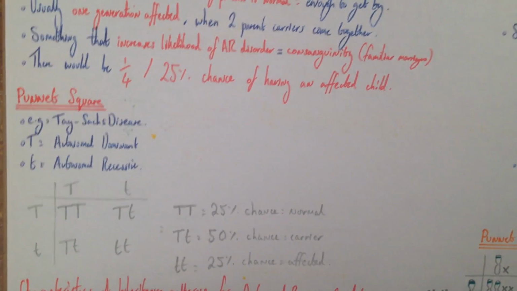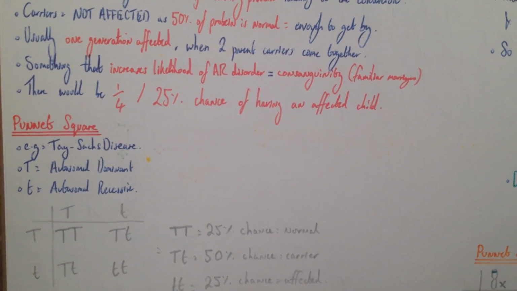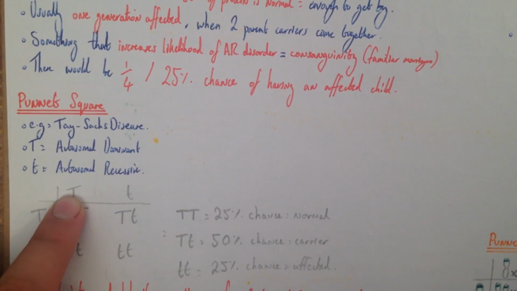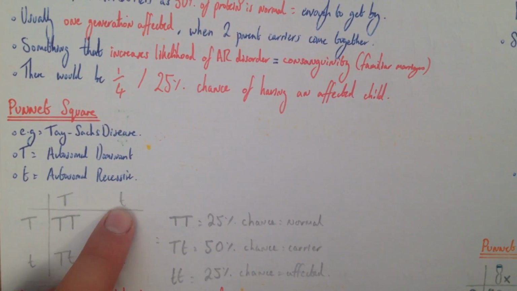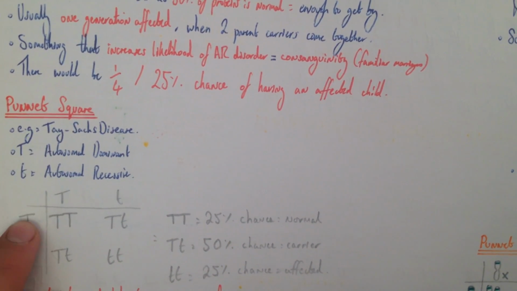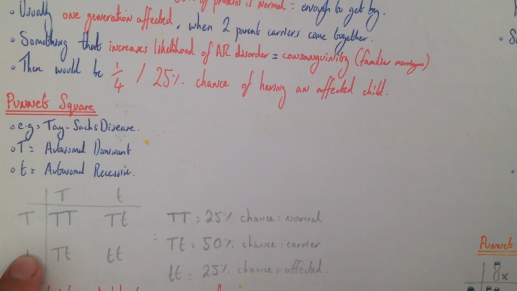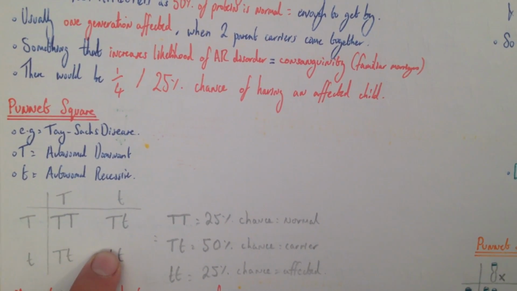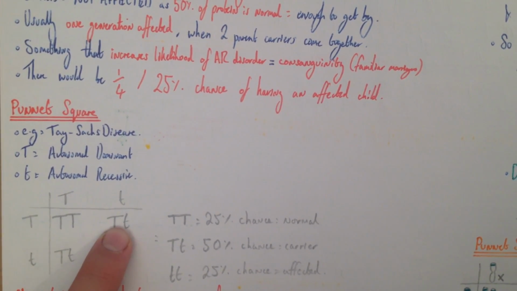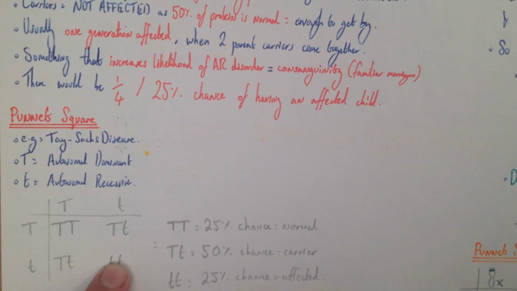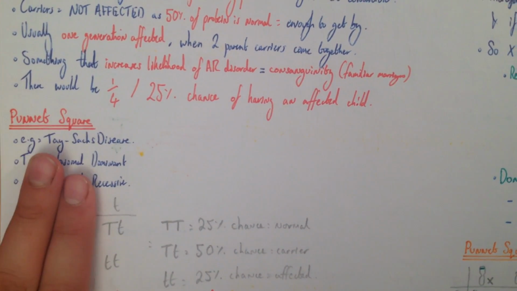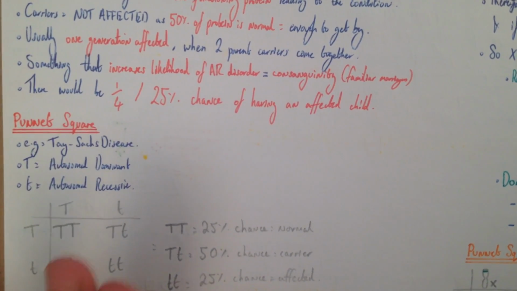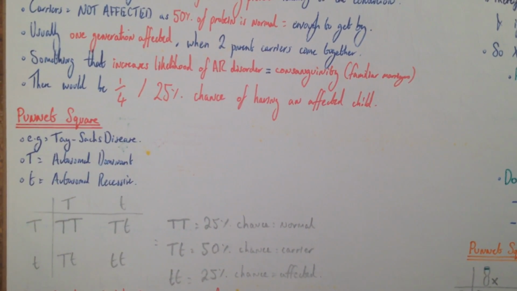This is why it's really complicated; I'm overcomplicating this massively. Basically, this is capital T, this is lowercase t. If one parent was two capital T's, then the offspring would be capital T, lowercase t, and capital T, lowercase t as well. That means there'd be a 50% chance of having a carrier, and a 50% chance of being normal, and you would not get an affected child.